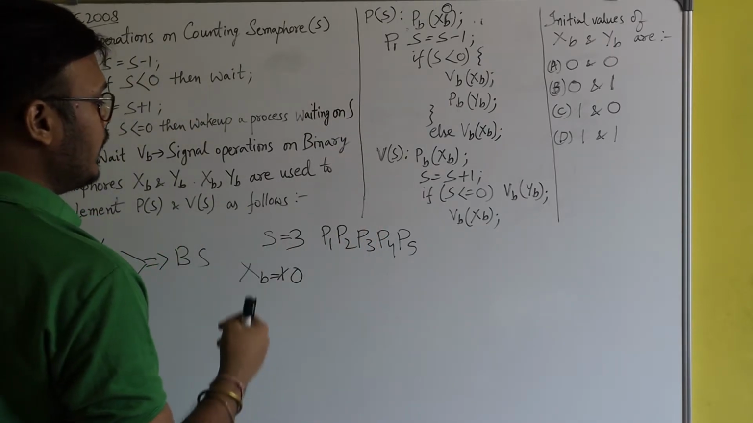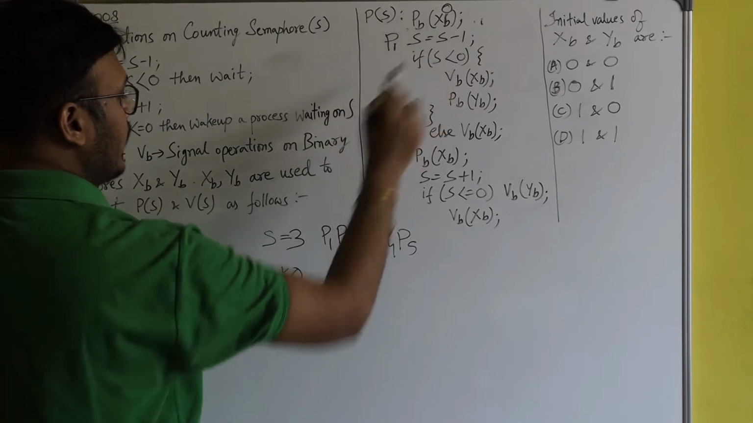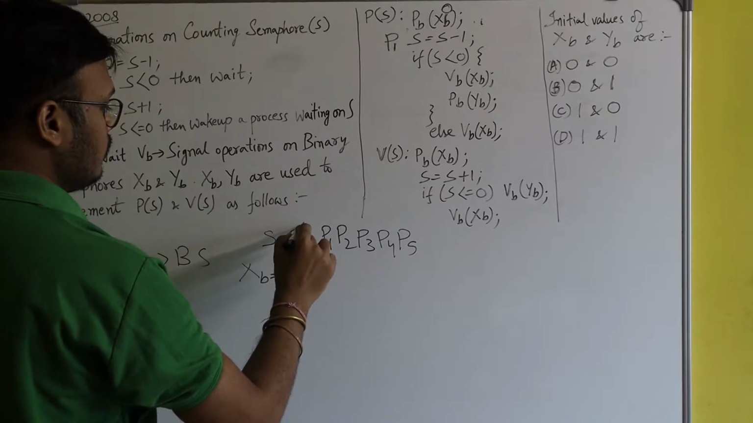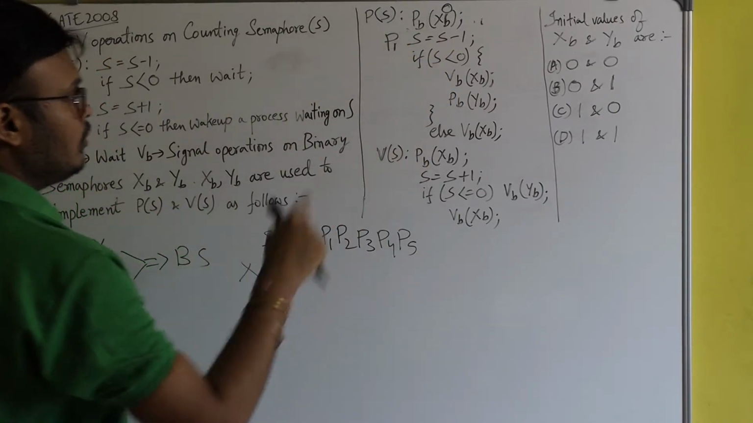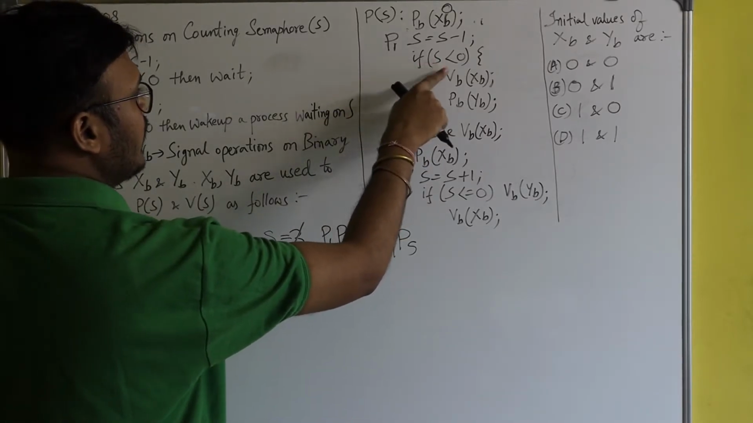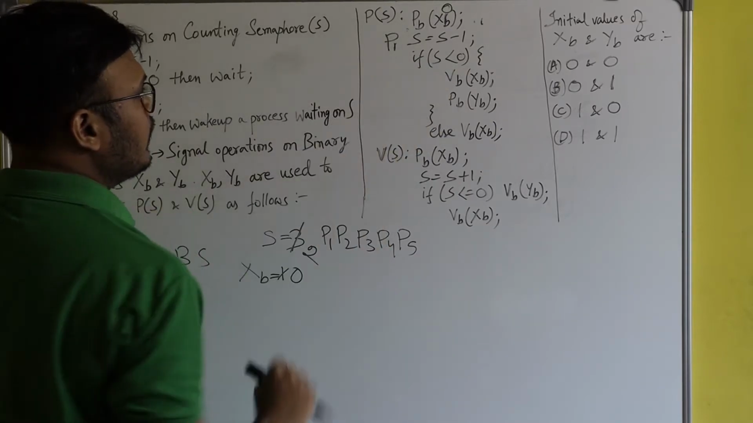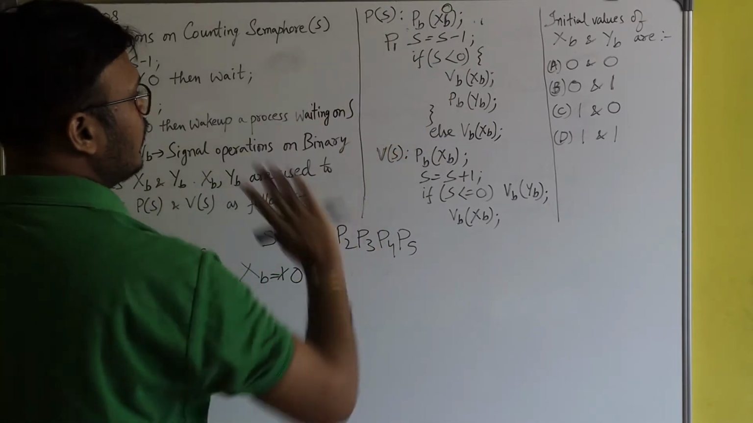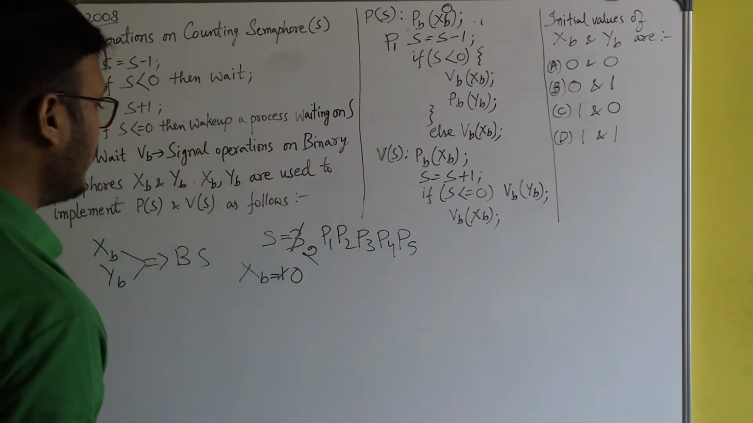Before entering into the critical section, what will P1 do? P1 will execute this line, S is equal to S minus 1. It will make it 2, so 3 will become 2. And this condition will be checked: if S is less than 0, obviously not, 2 is not less than 0. So everything is fine. So now process P1 has got the entry inside the critical section.